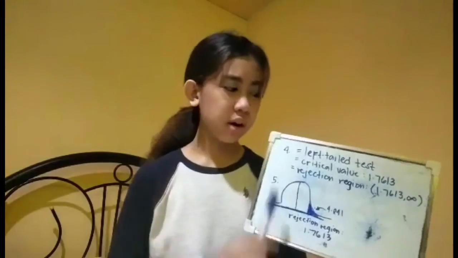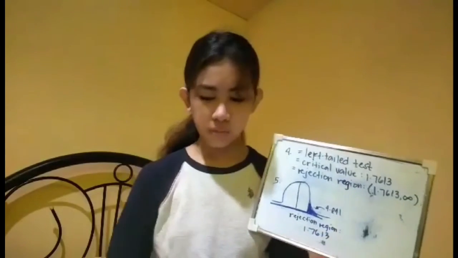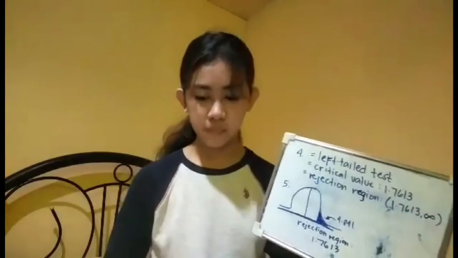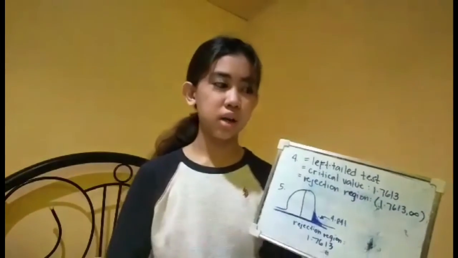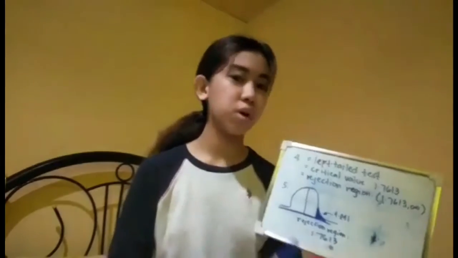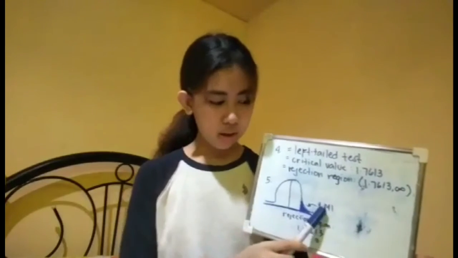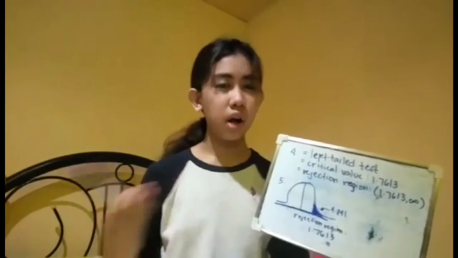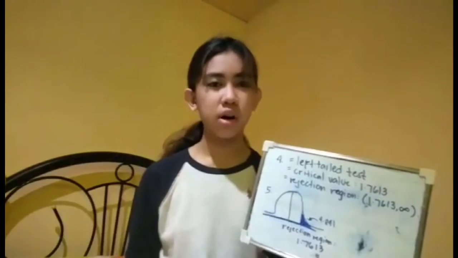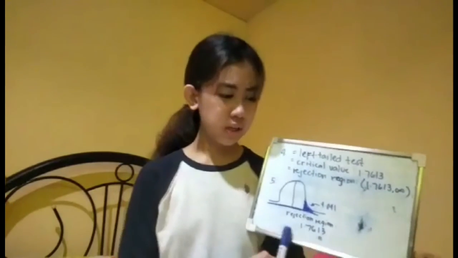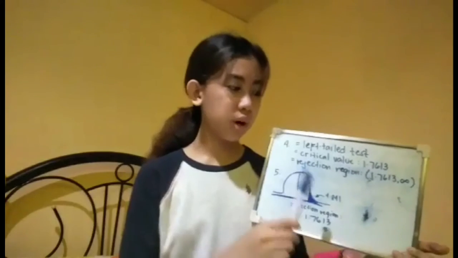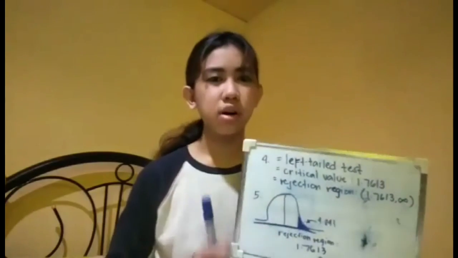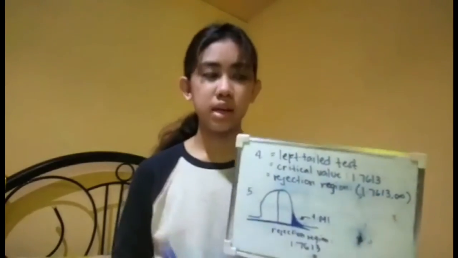Then we can conclude that our rejection region falls from 1.7613 to infinity. Going back to the value that we got, which is 4.841, this falls in the rejection region, where we find out whether our null hypothesis should be accepted or rejected. Since the rejection region is here and the value 4.841 falls in this area, therefore we conclude that the null hypothesis is rejected.